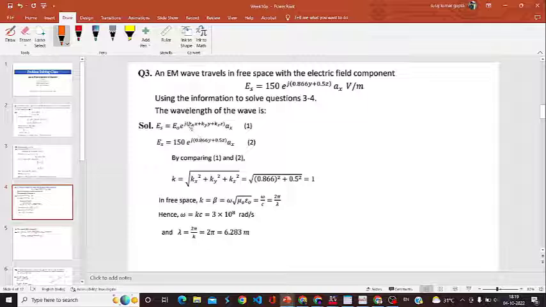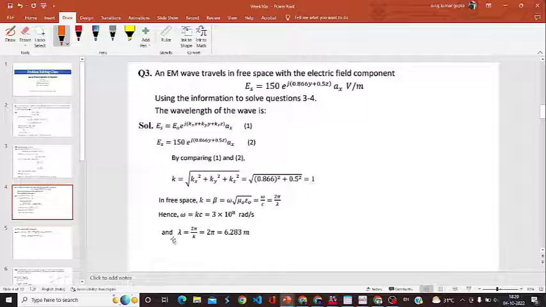Here we can see that the propagation constant along the x direction is 0, that is kx will be 0, whereas the value of ky will be equal to 0.866 and the value of kz will be equal to 0.5. The net propagation constant is defined as root over kx square plus ky square plus kz square. So kx is 0 here, ky is equal to 0.866, kz is equal to 0.5. By using this expression, we can determine that the net value of the phase constant will be equal to 1.